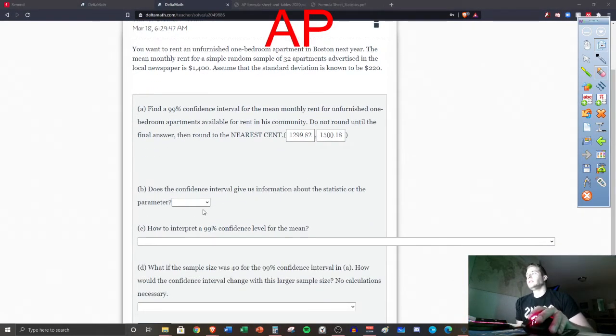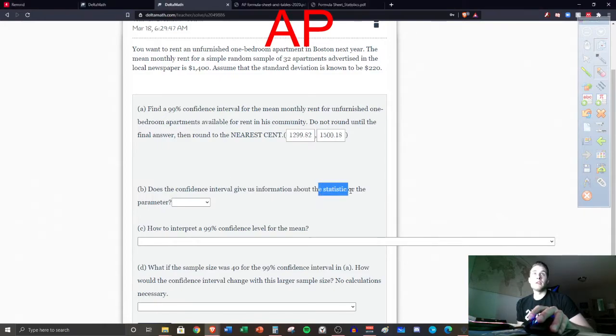All right, so the rest of these are going to be sort of concepts and little definitions that you need to know, okay? Does the confidence interval give us information about the statistic or the parameter? Well, statistic we already know. We didn't need information about it. The statistic is 1400. That's X bar, right? That's our point estimate. Confidence intervals always tell us information about the parameter, okay?